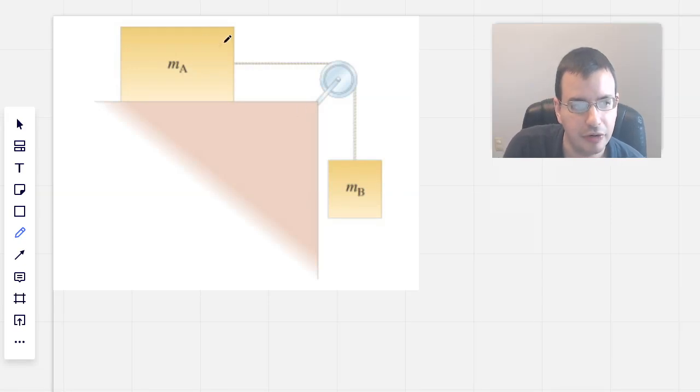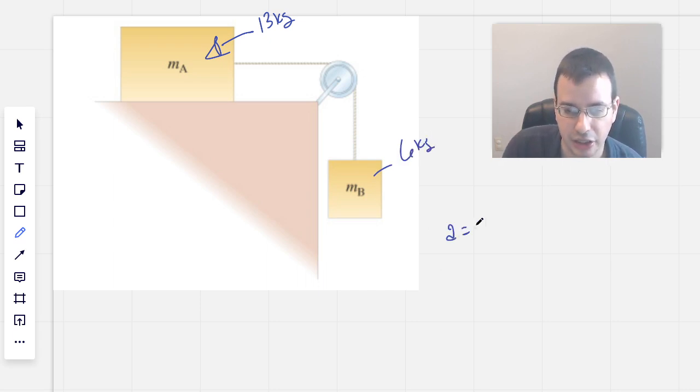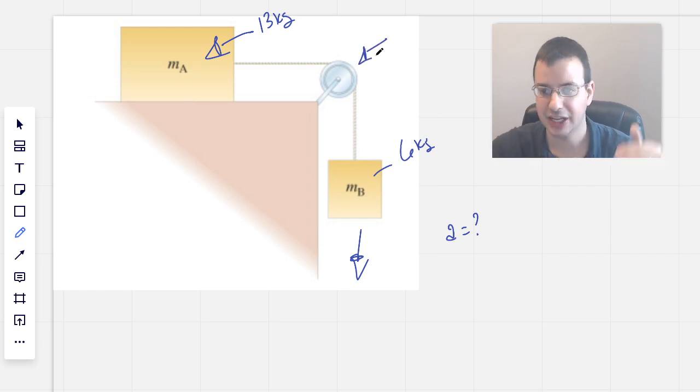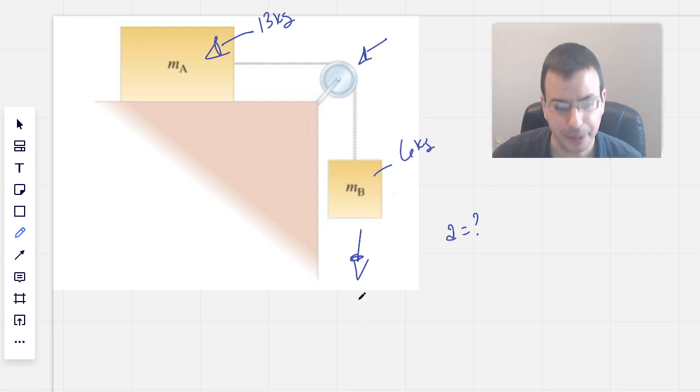Given the picture above, we will assume that we have a 13 kilogram block and a 6 kilogram block, and we're looking for the acceleration, probably the magnitude, assuming it's going that way. We're also going to assume that this part right here is frictionless, and the pulley has no mass, and therefore we just have this kind of like Atwood machine thing going here.